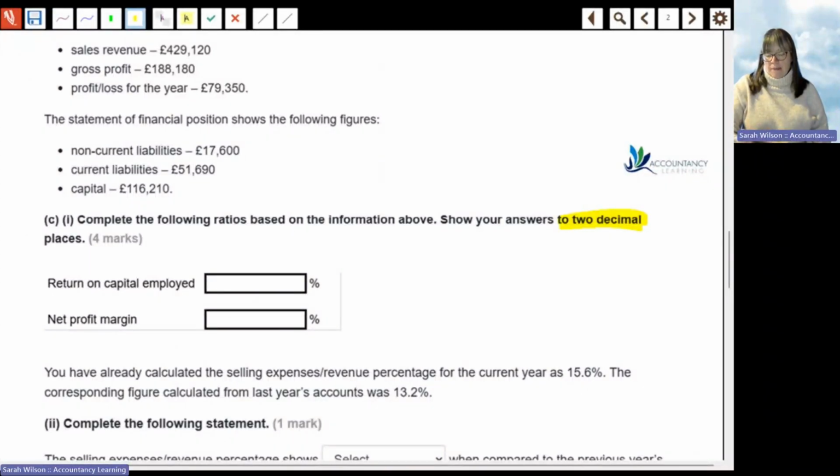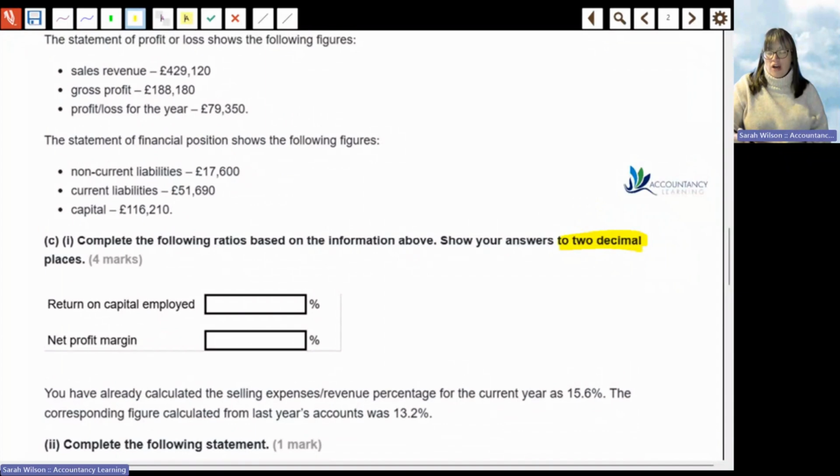Return on capital employed. So we are going to be looking at what the return is on the money that's been invested in the business. So our return is going to be our profit. So that's going to be one figure that we're going to be using in our calculation. Then we need to have a look at what's actually been invested. So capital is one form of investment, but also non-current liabilities. So this is bank loans, things like that, that are payable back over longer than 1 year. So our non-current liabilities.